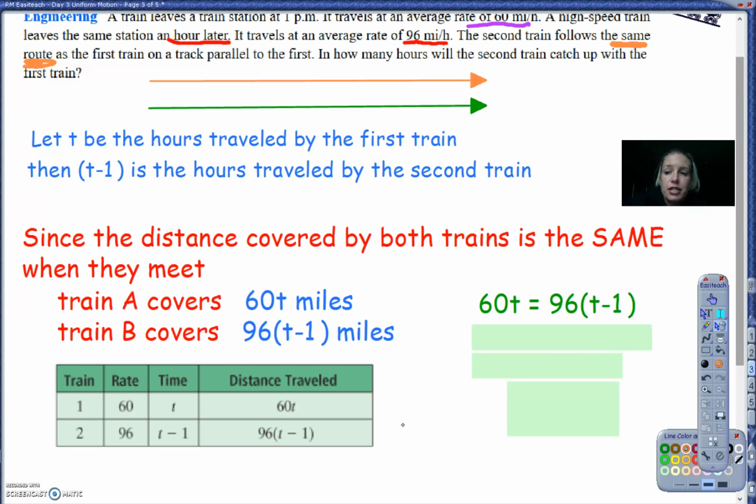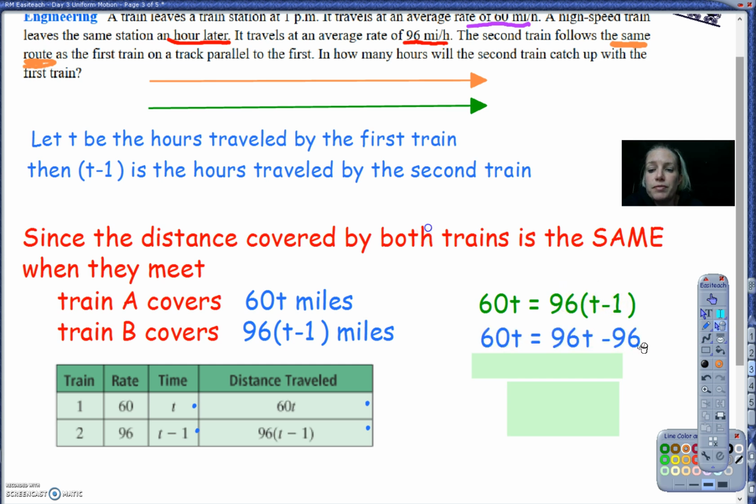Now, there's a little table here set up for you. This might help you as well to list the 2 trains, list their 2 rates. That's what I have over here. There are 2 rates, 60 and 96. The time for the first train is T, so the other train has to be T minus 1 because it left an hour later, and we get this. So if you like to set up the table, you can do that. That helps you. Then we write our equations set equal to each other because they're going the same. We want to know when they are the same distance. All you then have to do is solve.